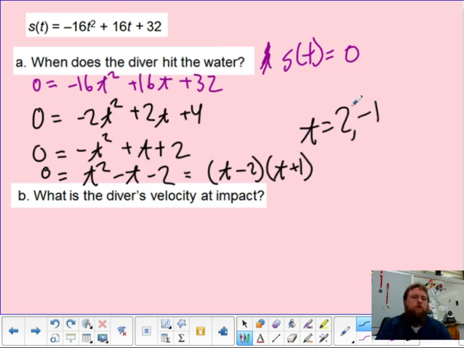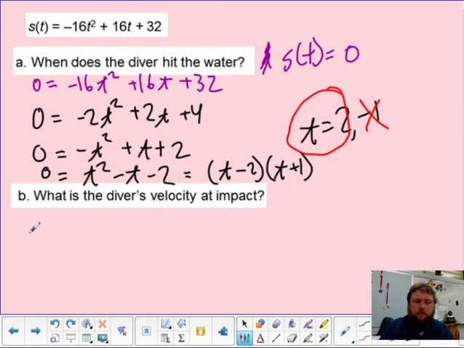But this is the real world. And he's starting at time 0. So does that time of negative 1 make sense? So we're only going to use, what time does the diver hit the water? t equals 2 seconds.